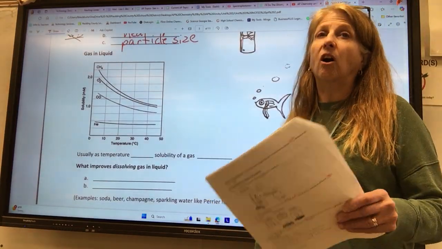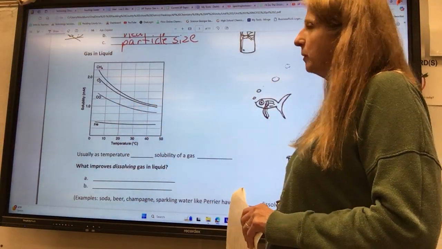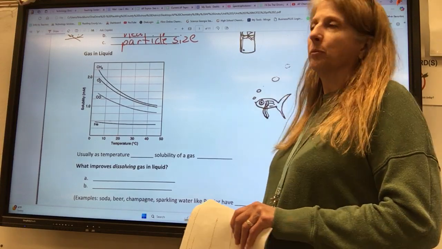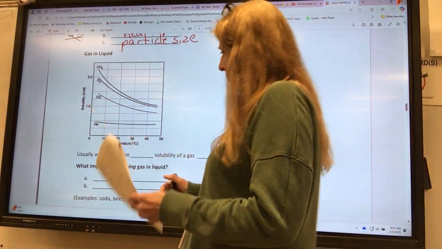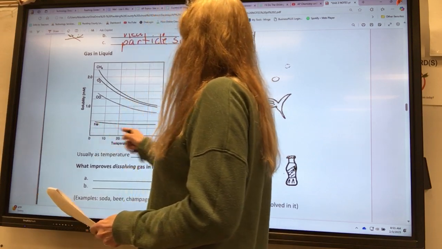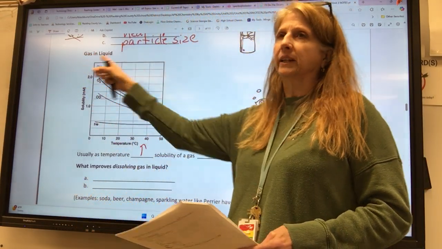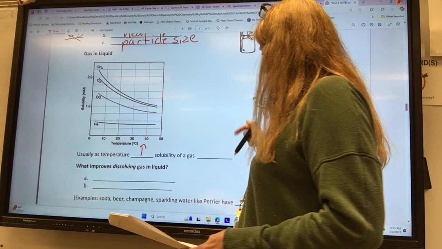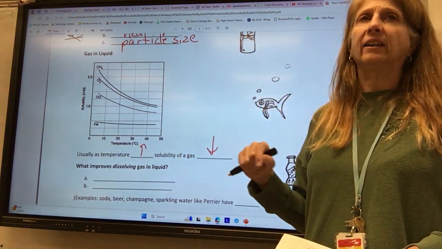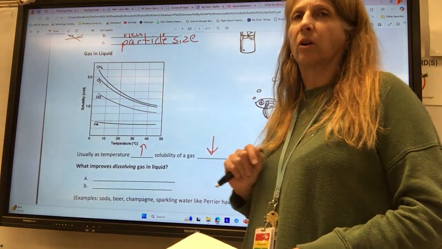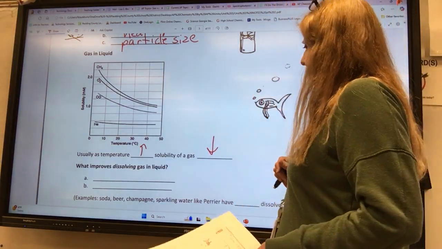Gas dissolves also into liquid. We know that from soda pop, from Coca-Cola. There's my little bottle of Coca-Cola there. So as temperature increases in a gas, what happens to solubility? Does it go up or down? It goes down. You heat up that Coca-Cola, it's going to go flat faster than an ice cold Coca-Cola, right? We know about that. We're from Georgia.